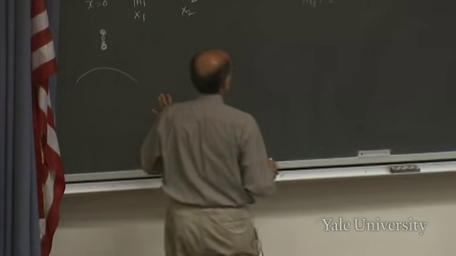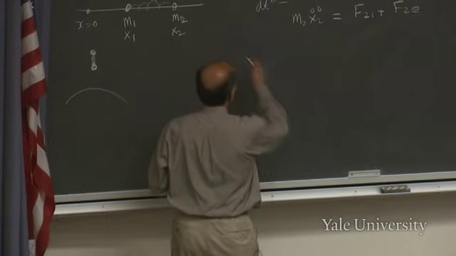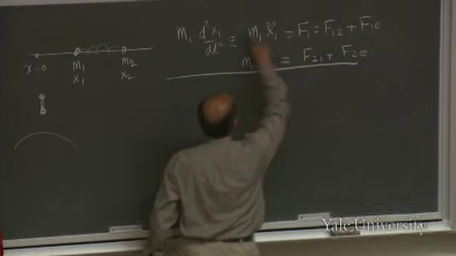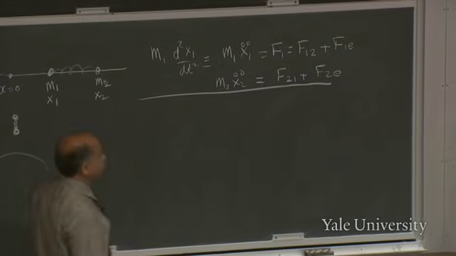Now, here is the interesting manipulation we're going to perform. We're going to add the two things on the left-hand side and equate them to whatever I get on the right-hand side.